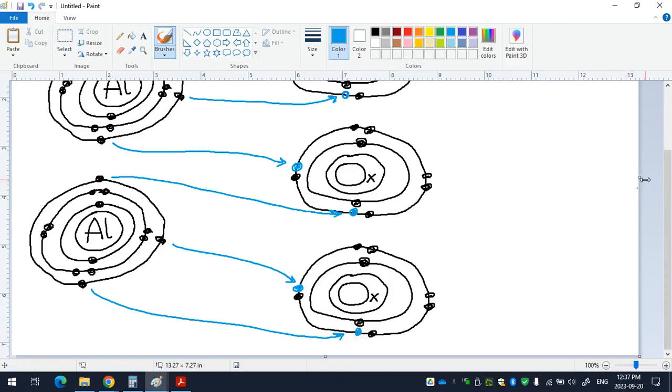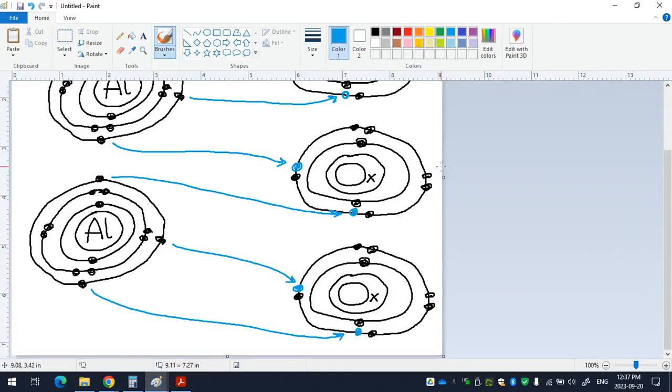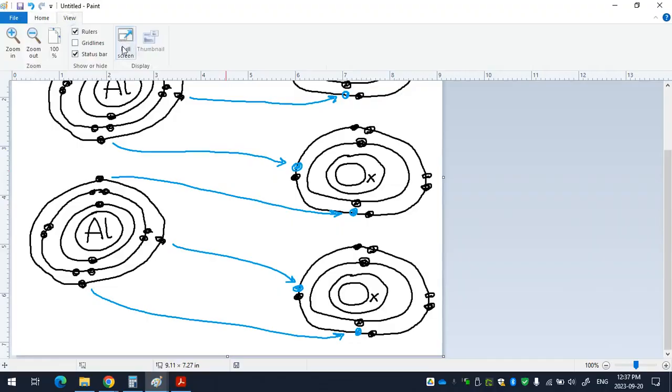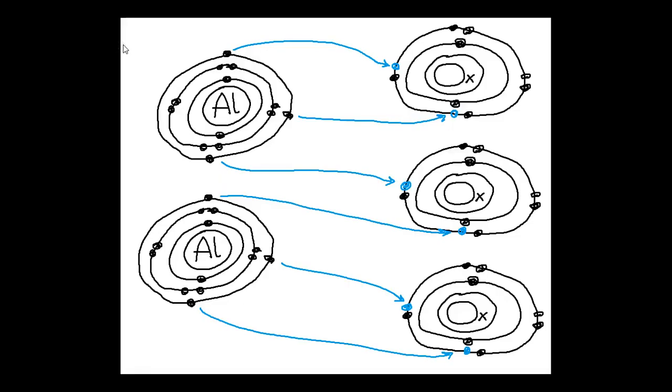There we go. Beautiful and complete. There you go. That's the only way that aluminum would pair with oxygen. It never does it any other way. It's actually not that it just never does it. It's physically impossible.